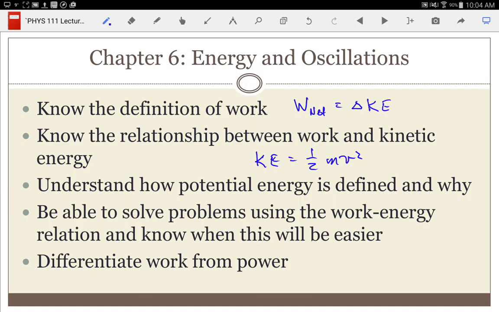Now remember, most of your problems are not calculational. Most of them are explaining a concept or that kind of thing. Except for the scientific method, they're all going to be multiple choice, just like you've had before. Make sure you know the difference between power and work.